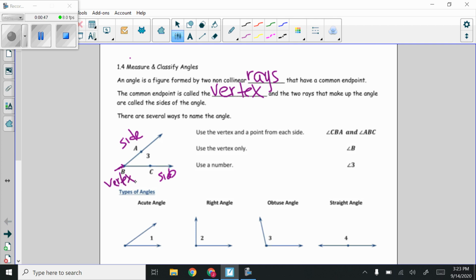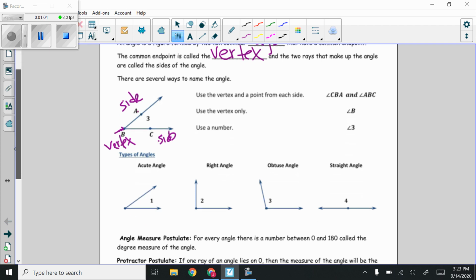You can use the vertex and a point from each side. When you do this, the vertex must be in the middle. So I could name this angle ABC or angle CBA. I could use only the vertex and call it angle B. I could use a number, so if I have a 3 in there, I could say that's angle 3.